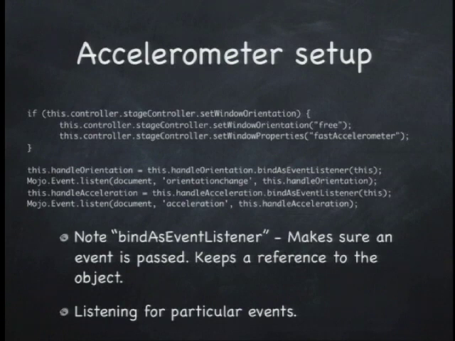We do the bind. Here's an interesting subtlety. You may remember when we did the button, we said this.someroutine.bind(this). And notice what we have here is bindAsEventListener. This is special. BindAsEventListener makes sure that the correct event is passed. So when you get the event in your handling routine, you want to take that event and do some data manipulation with it, and this makes sure that the event really does get passed. And we're keeping an ear out for orientation change and acceleration.